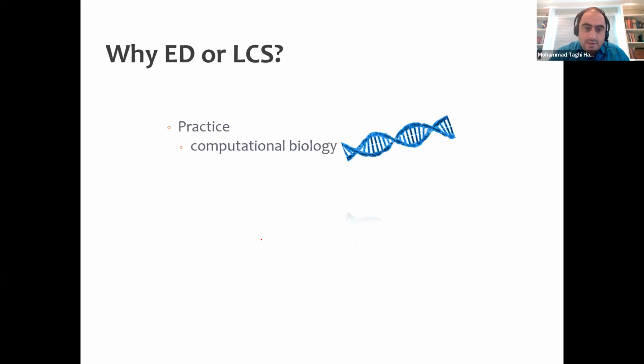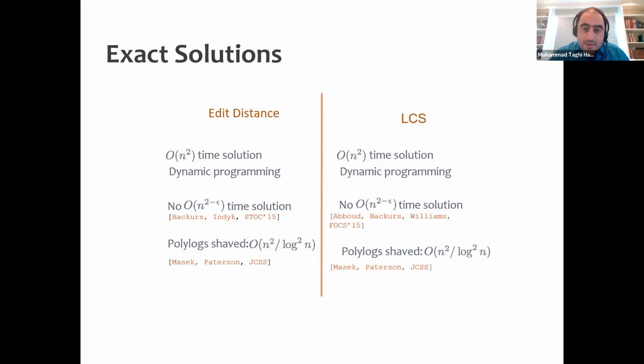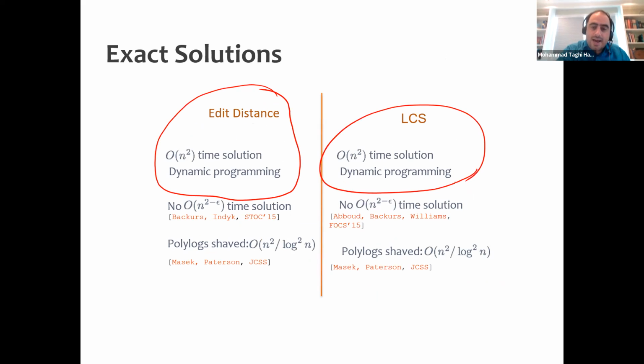Anyhow, this problem has lots of applications in computational biology, in language processing, and compiler design. And these are very fundamental problems. And for these also, the best algorithm for edit distance is n squared. This is the same dynamic programming that you have seen. LCS, the same thing. And under some complexity assumption, there is nothing better than n to the 2 minus epsilon. If you remember, we talked about all pair shortest path.